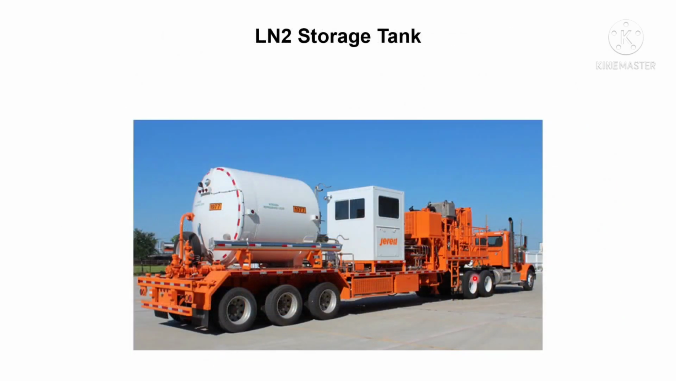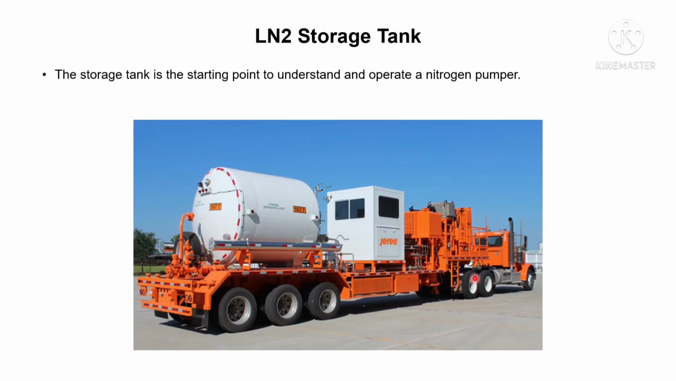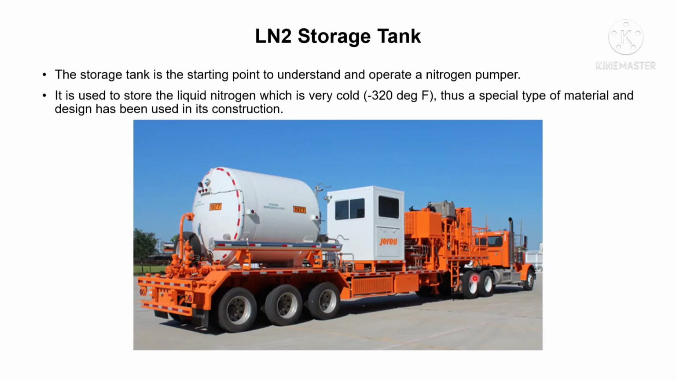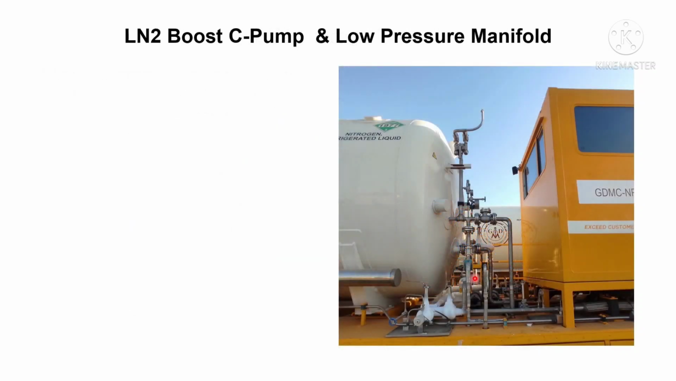So the first component is LN2 storage tank. The storage tank is the starting point to understand and operate a nitrogen pumper. What does it mean? It means that if we want to understand the nitrogen pumping unit and also want to understand how to operate this particular unit, then the starting point is the liquid nitrogen storage tank. That is, we must know all the engineering design of this particular component. It is used to store the liquid nitrogen, which is very cold, -320°F. Thus a special type of material and design has been used in its construction, which we will discuss separately in our upcoming tutorials.